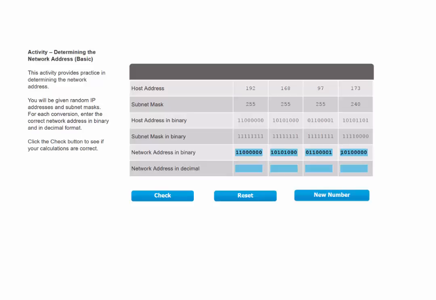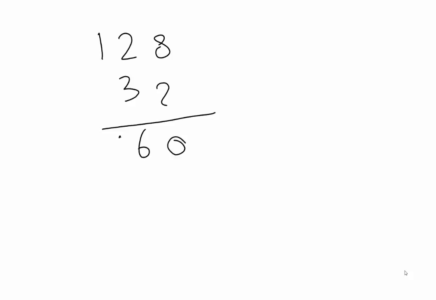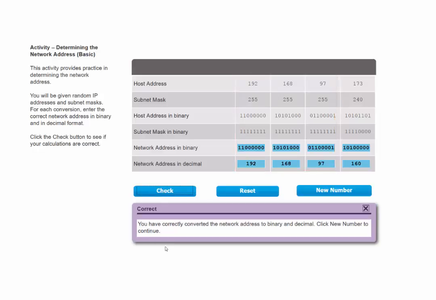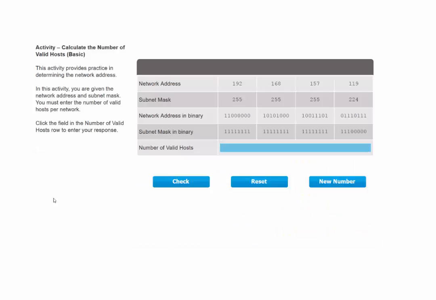So this number is actually 128 plus 32. So if we have 128 plus 32, that's 160. Okay, so this is 160. So we go back here and we put 160, and the rest will be the same. Okay, so let's see if that's correct. All right, so correct.